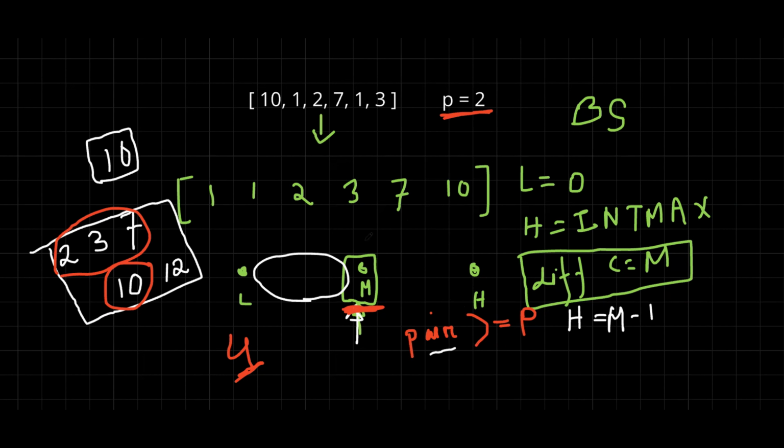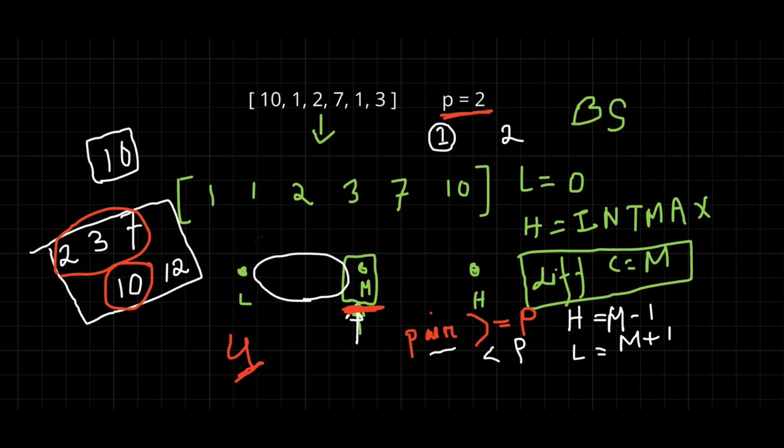That is one intuition. Now again, it can be possible that our valid pairs are less than P. That means, suppose here we want 2 pairs, but for any of the mid values, we have found only 1 pair valid. That means we have an insufficient number of pairs. So here we have to search for a higher value. In this case, we have to shift our left pointer to mid plus 1.